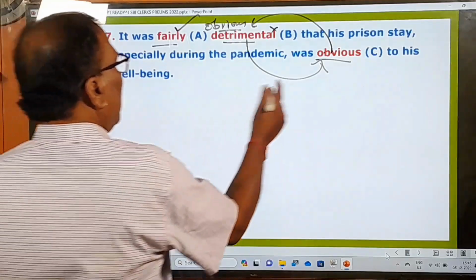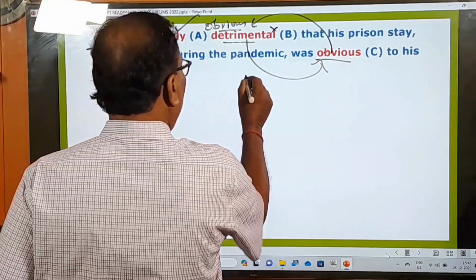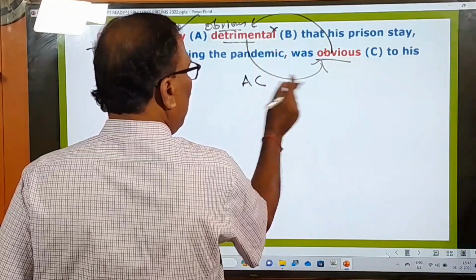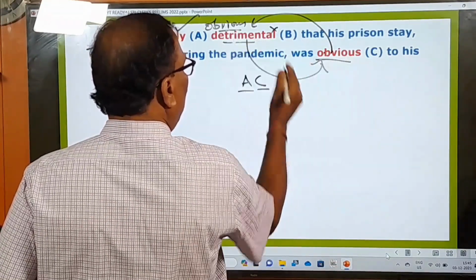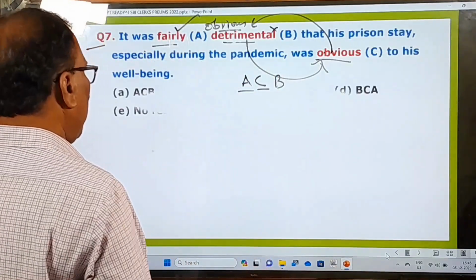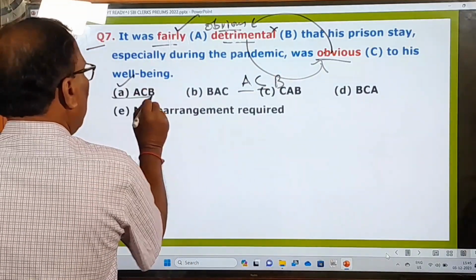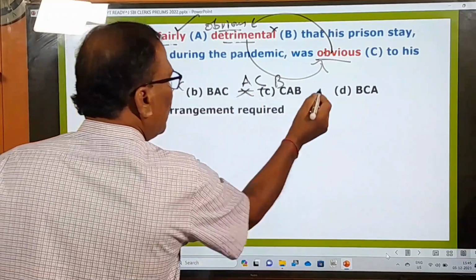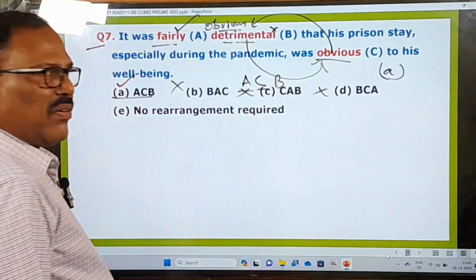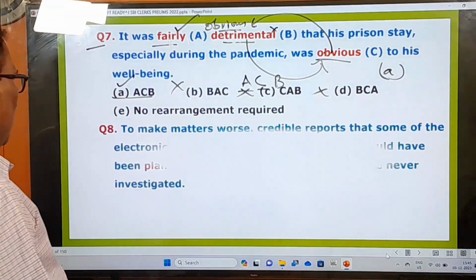So here the order must be now like this. A must be as it is, and the C must be in the B place. Next to C word must be there. Then this B word. A, C, B must be your answer. That must be the right answer. Okay, A, this is only the first. This is not correct. This is not correct. This is not correct. And that's why this A is your answer, right? And now let's go to the 8th question.